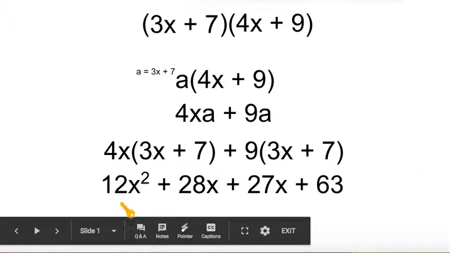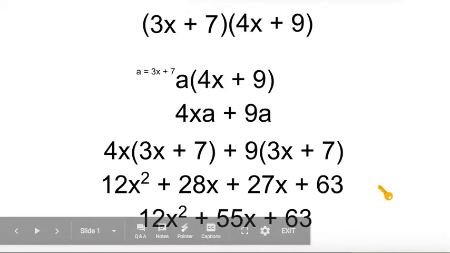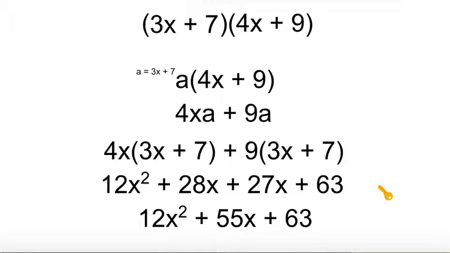And then you get 12x squared plus 28x plus 27x plus 63, which then you can simplify to 12x squared plus 55x plus 63. How awesome.